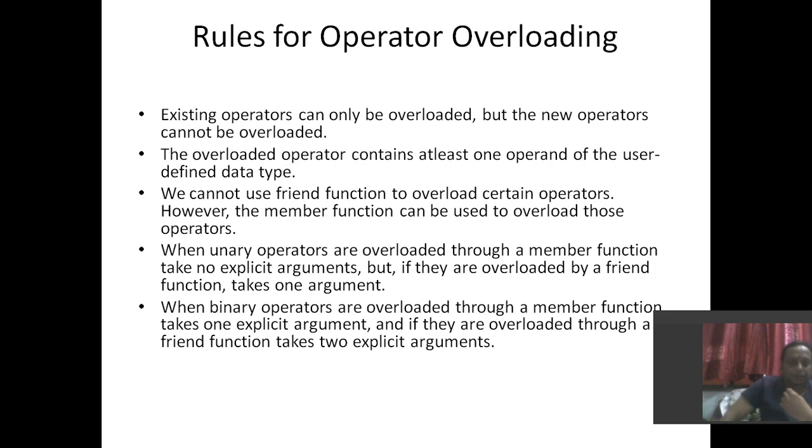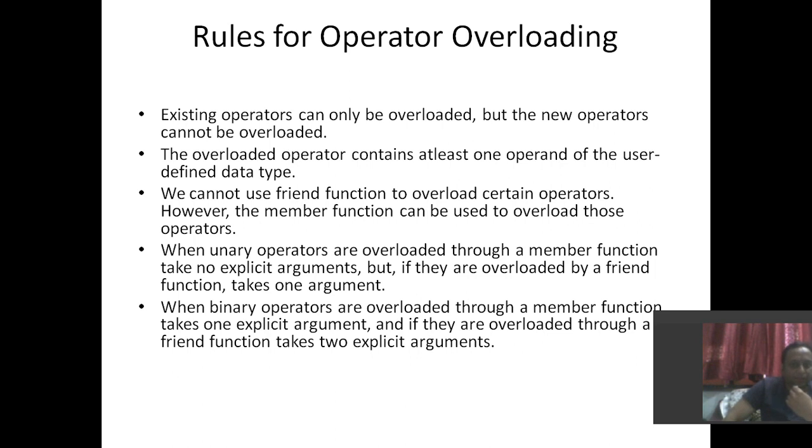In unary operators, overloading through a member function takes no explicit argument, but if overloaded by a friend function it takes one argument. Means if we are overloading unary operators as a member function, then no argument is required in the explicit declaration.